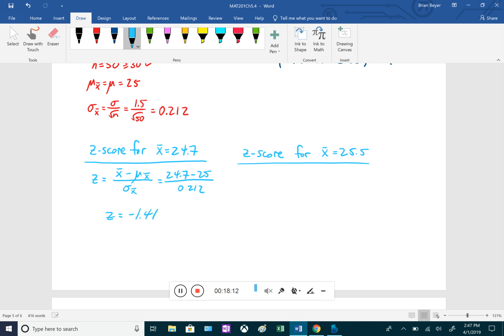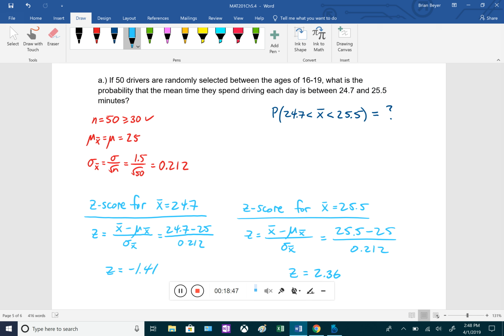Okay, and then we have to do the same thing over here for 25.5. X bar minus mu sub x bar over sigma sub x bar. And we plug everything in, and we get 25.5 minus 25 over 0.212. That gives us a z-score of positive 2.36.